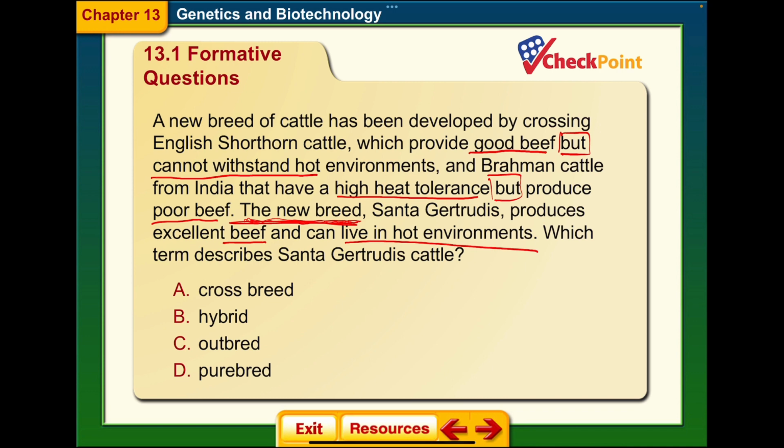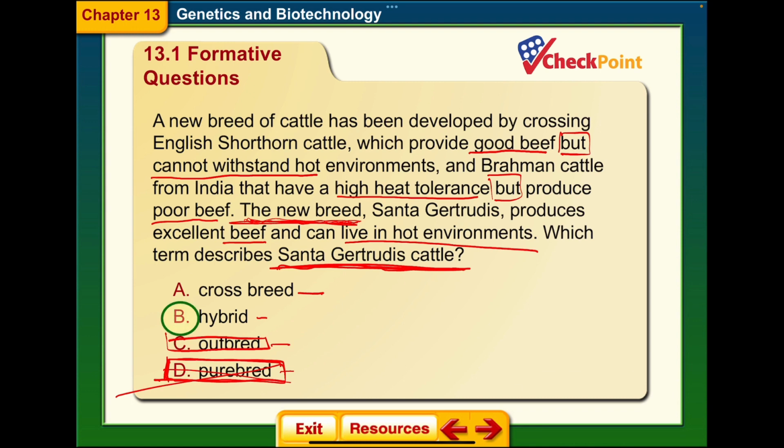Which term describes this type of cattle? Is it a crossbred? Is it an outbred? Is it a purebred? Or is it a hybrid? Well, when we talk about a purebred, we're not really crossing two different things, are we? It's a pure line, right? We're keeping the same identical traits or desired traits. So that's obviously out of the way. Outbred isn't something that we took, and crossbreed is not the term to describe the offspring of organisms that have been crossed.